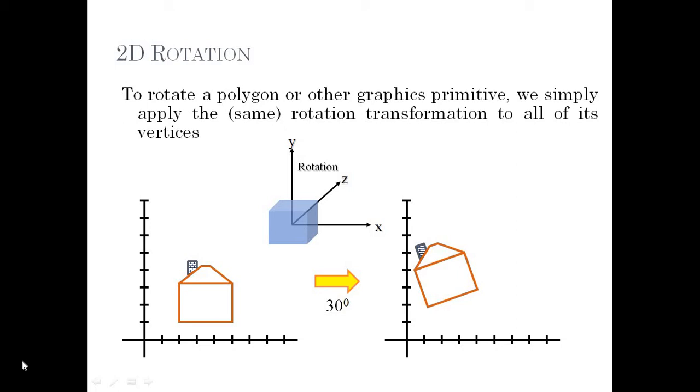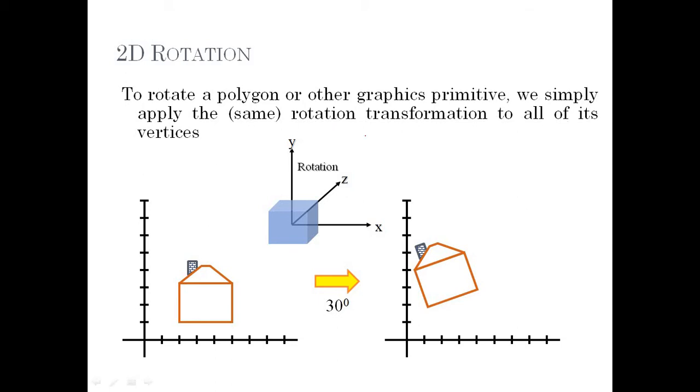This time I will be talking about 2D rotation of an object. Here we want an object to rotate like this, clockwise or counterclockwise. So how it's done is that to rotate a polygon or other graphics primitive, we simply apply the same rotation transformation to all of its vertices.